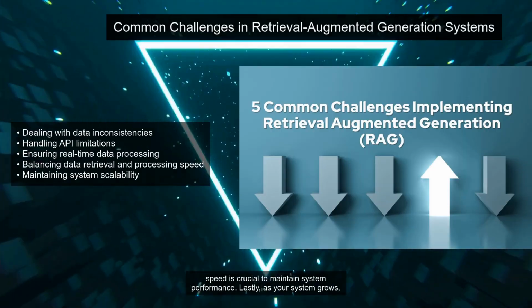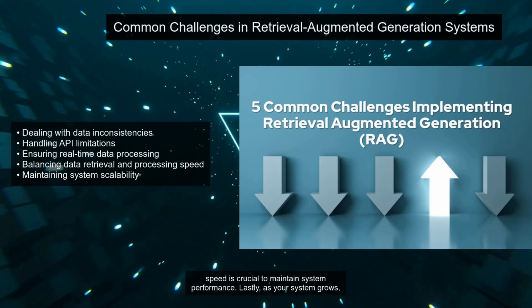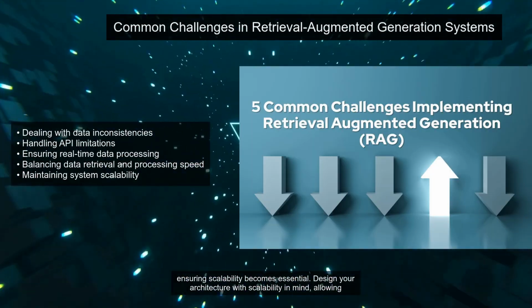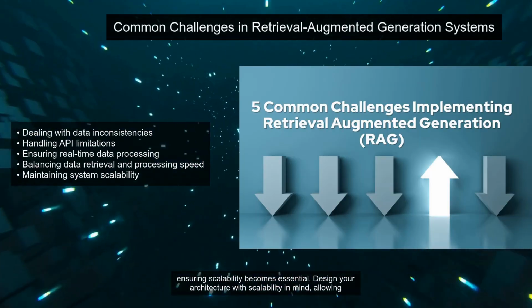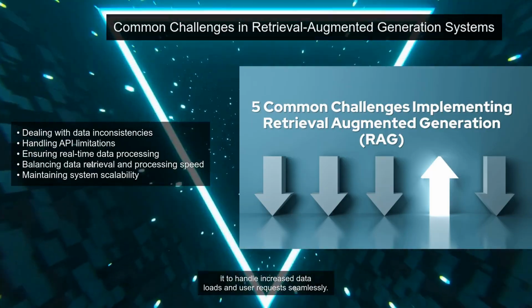Balancing retrieval speed with processing speed is crucial to maintain system performance. Lastly, as your system grows, ensuring scalability becomes essential. Design your architecture with scalability in mind, allowing it to handle increased data loads and user requests seamlessly.